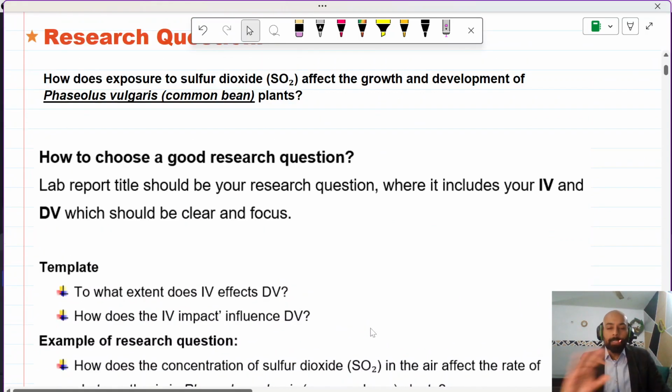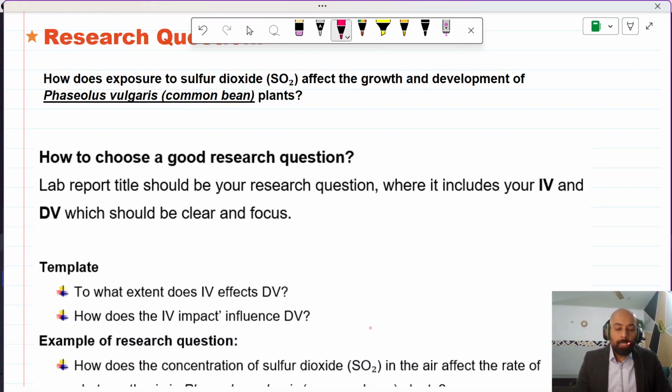The research question should be composed of a very simple and straightforward structure. It should be composed of: to what extent does your IV, which is the independent variable, affect your DV, which is your dependent variable. So let's take this question into consideration: how does exposure to sulfur dioxide affect the growth and development of the Phaseolus vulgaris common bean plants? Okay, so it's a good research question.